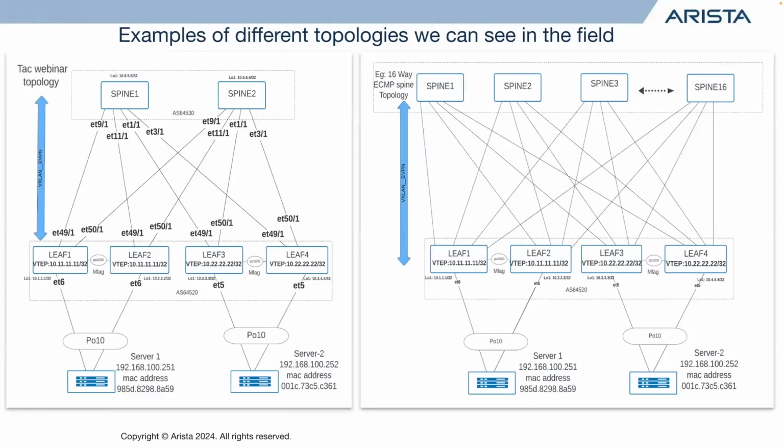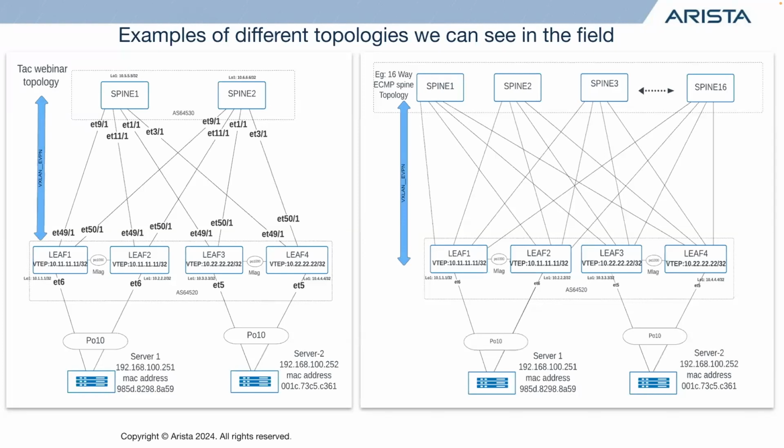So on the screen, you see 2 topologies. The one on the left is the TAC webinar topology, which we are using to trace the path between server 1 and server 2. And the one you see on the right is an example topology which you might see in the field, where server 1 and server 2 are connected to the leaf VTEPs. And these leaf VTEPs are connected with the help of a 16-way ECMP spine. So there can be even more ECMP spines in the path. This adds up to more devices in the path for us to individually take a look at.